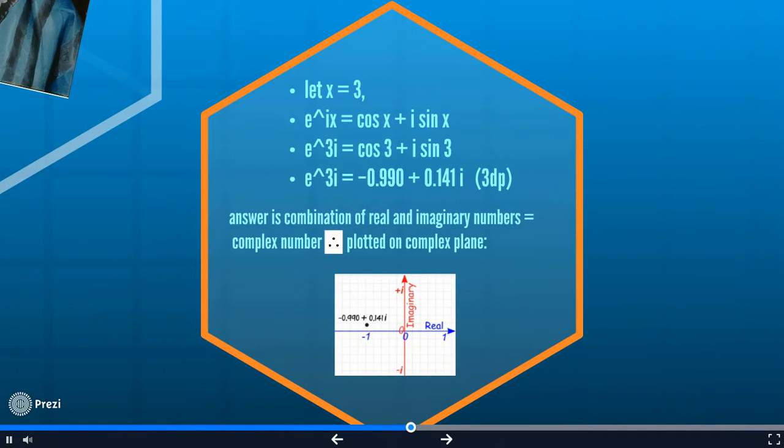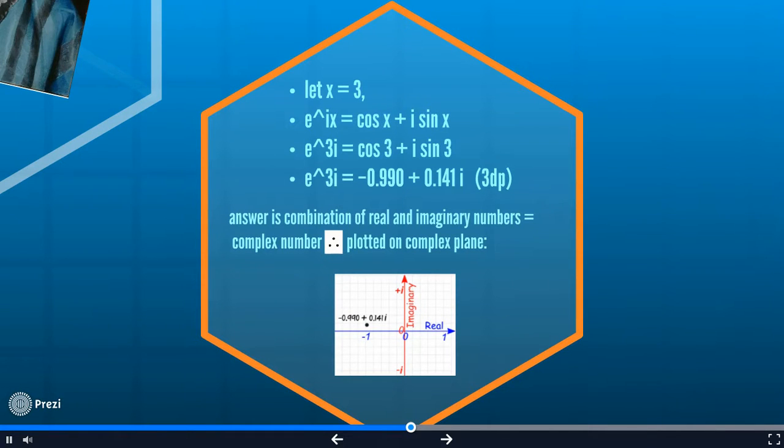We can see how this shows the movement around a circle by substituting a value in. So if we let theta equal 3, it leads us to e to the power of 3 times the imaginary unit is equal to the cosine of 3 plus the imaginary unit times the sine of 3, which when calculated comes to -0.990 plus 0.141 times the imaginary unit to 3 decimal places. The answer is a combination of a real and an imaginary number, which together is called a complex number.